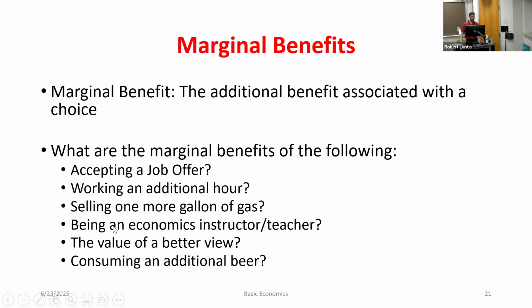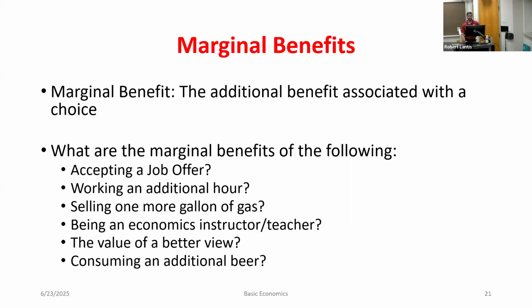And then we go down to a couple more examples. What's the marginal benefit of being an economics instructor? Well, it may not be easily measurable in dollars, but there's a certain amount of joy and happiness that teaching brings me. I enjoy the interaction with students. I enjoy teaching people economics. So sometimes it's hard to measure the marginal benefits. It's not always easy to put a dollar amount to it, but there is some level of happiness, or what we'll eventually call utility.